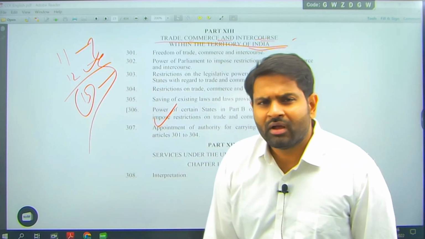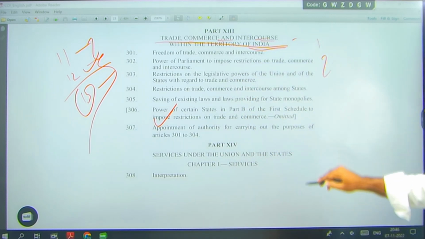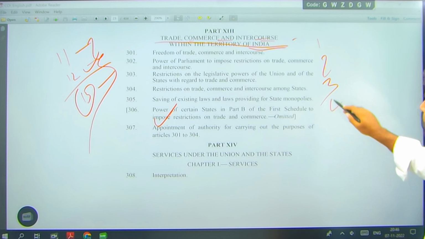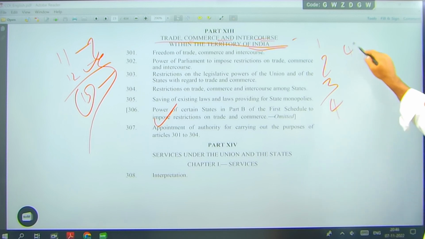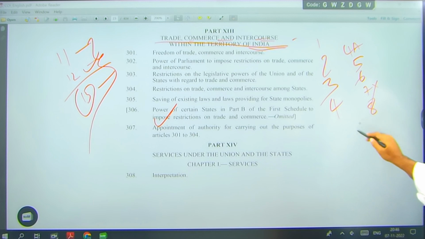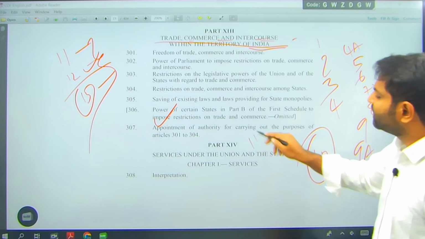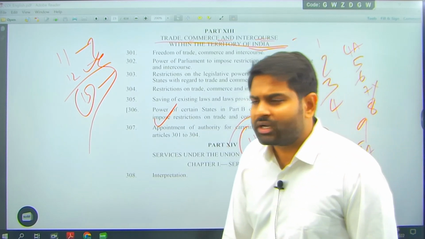So let us revise the parts which I have discussed till now. First part, union territory. Second part, citizenship. Third part, fundamental rights. Fourth part, DPSP. 4A part, fundamental duties. Fifth part, union government. Sixth part, state government. Seventh part, omitted. Eighth part, union territories. Ninth part, panchayats. 9A, municipalities. 9B, cooperative societies. 10th, scheduled areas. 11th, relationship between union government and state government.